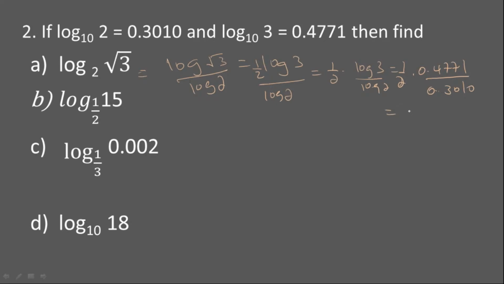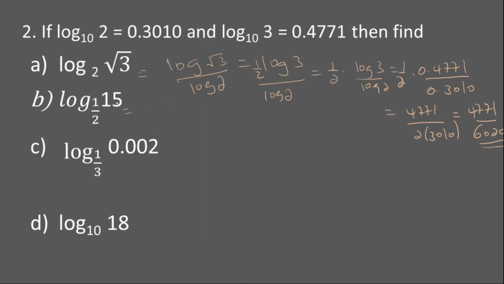So this can be written as 4771, since we have the same number of digits after the decimal point in both cases, divided by 2 times 3010. Finally it can be written as 7174771 over 6020. It can be simplified just like this. Again, this can be written as the logarithm of 50.